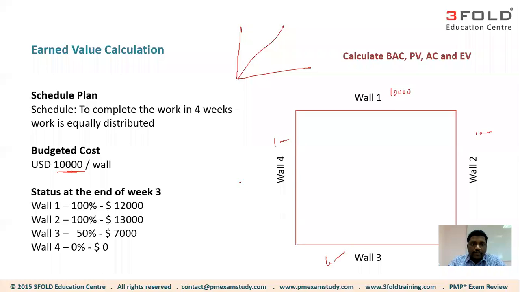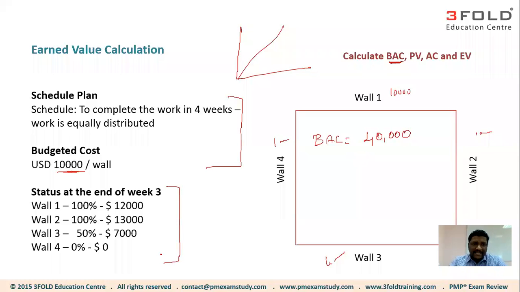$10,000, $10,000, and $10,000. Okay, which means, as you could think of, what will be your BAC? I'm sure you would have guessed it correctly: BAC equals $40,000, isn't it? Because each side you budgeted $10,000, so four sides $40,000. That's the information we can derive so far.